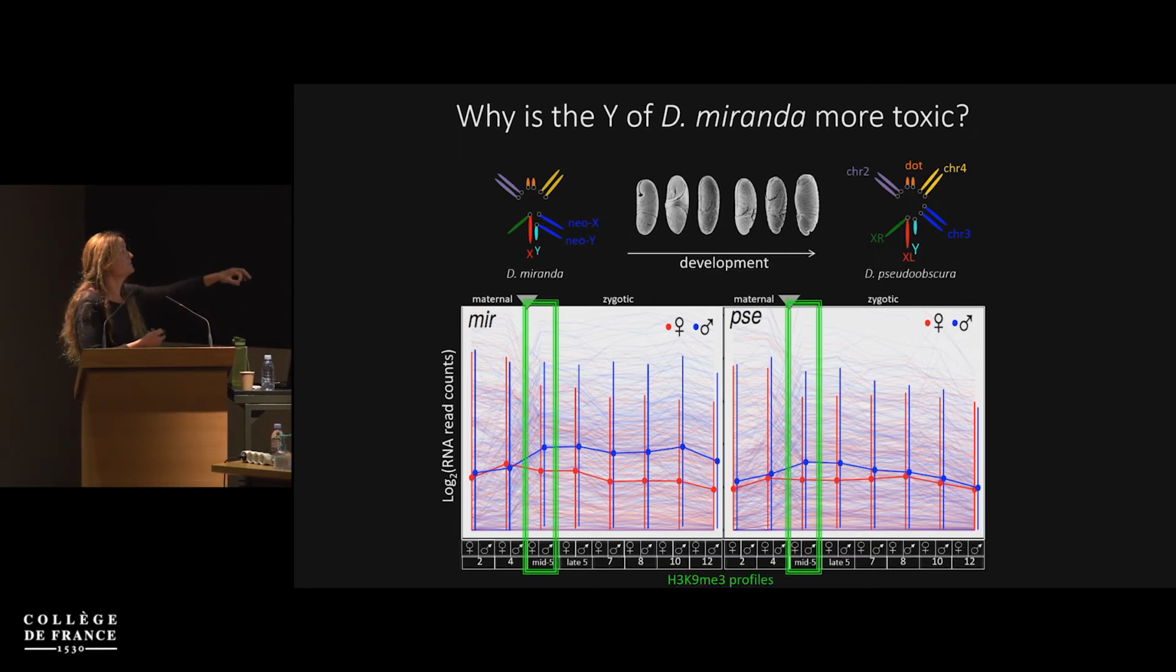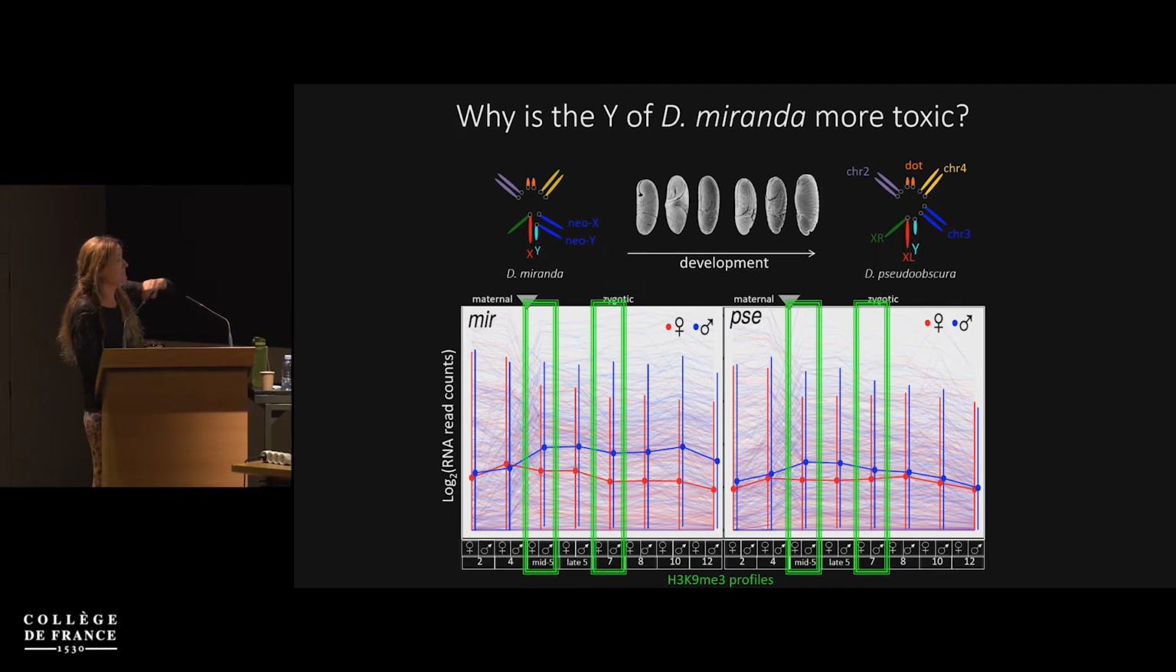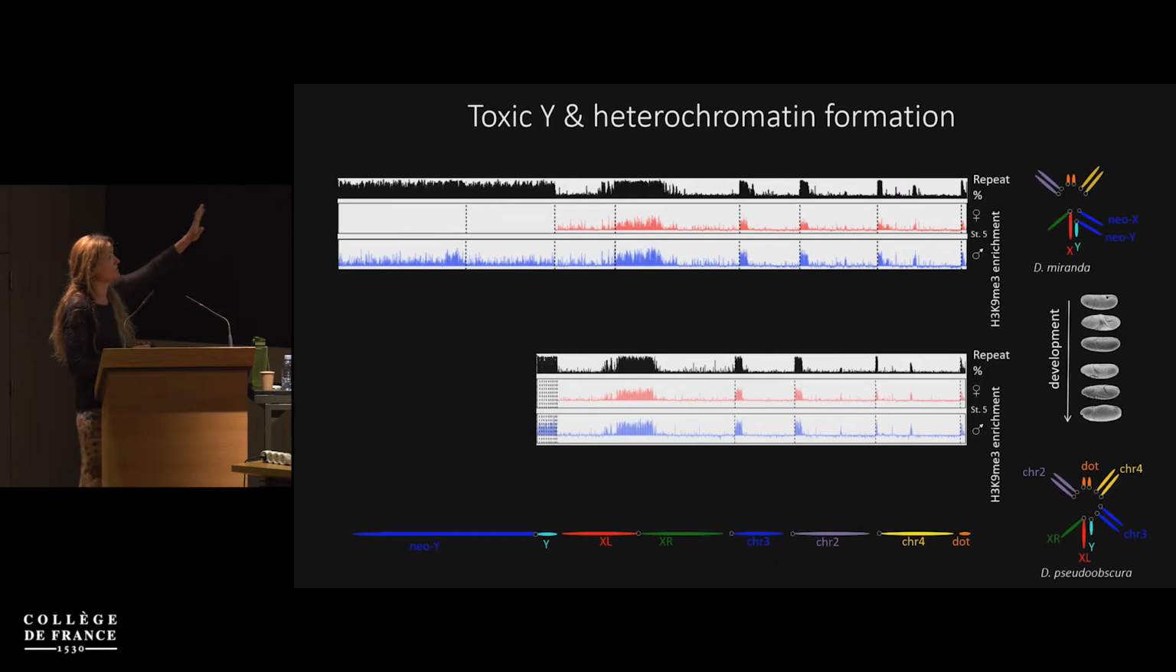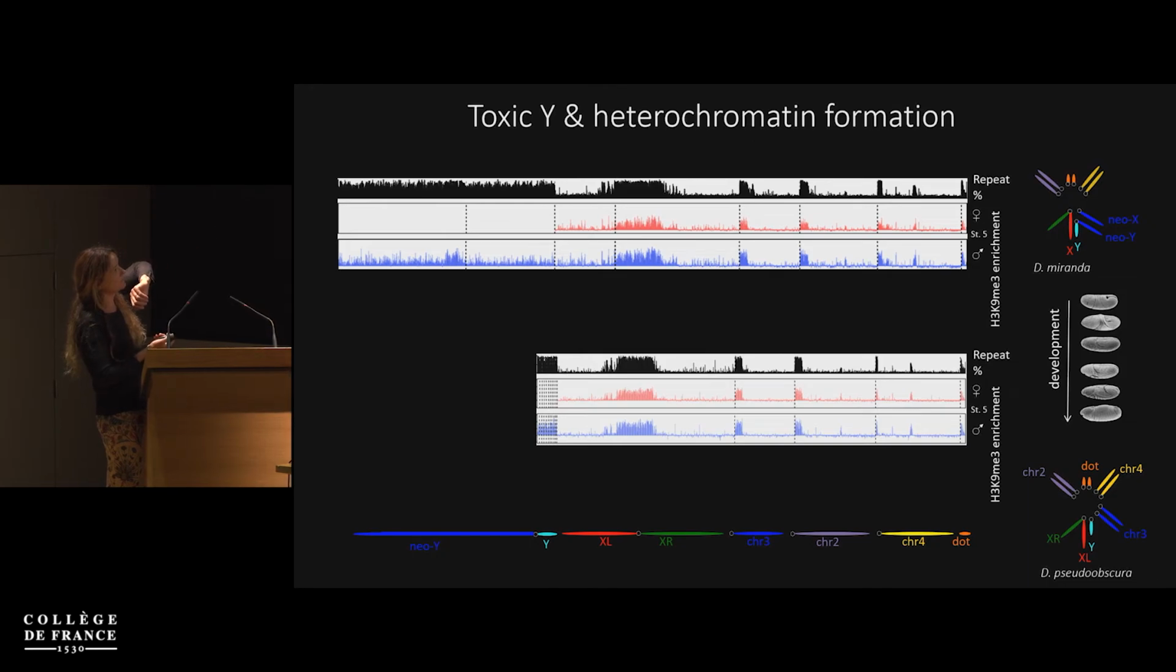So what we did is we looked at heterochromatin profiles very early in development, when in both species we have more expression in males, and later on, when in pseudoobscura TEs are sufficiently suppressed in males but not females. What I'm showing you here is a ChIP, on top is miranda, here's pseudoobscura. The top track just shows you the amount of repeats. The Y chromosome is highly repetitive, and pericentromeres too. And in red, I'm showing you heterochromatin for females versus males.